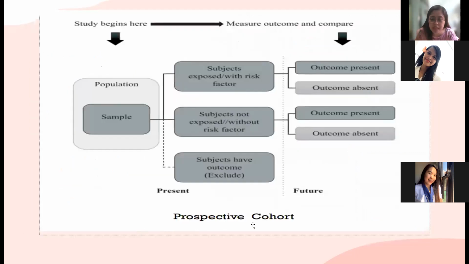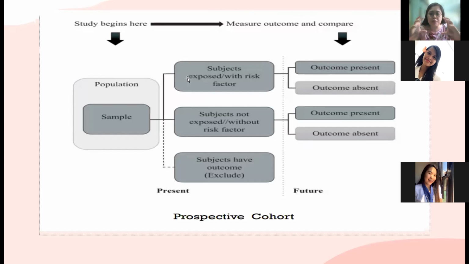Pero pag sinabing prospective cohort, take note, parehas lang ito na diagram, ang nagkaiba lang, present. Ngayon, present ka mag-check for the risk factors. Example, meron akong grupo na smoker. The factor here is smoking.